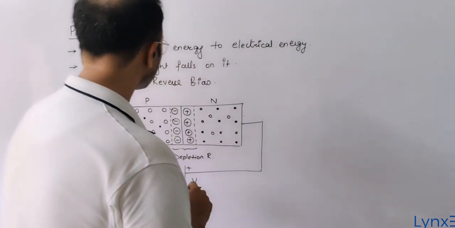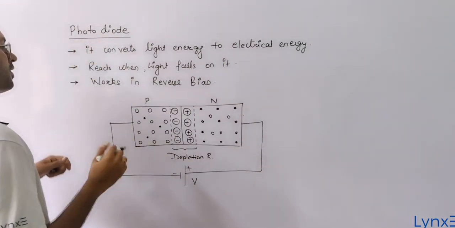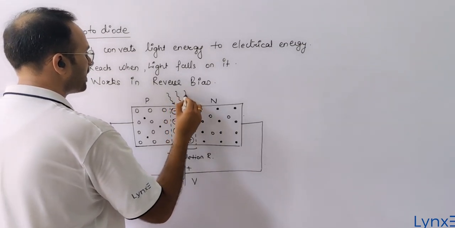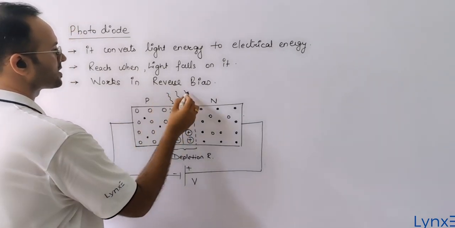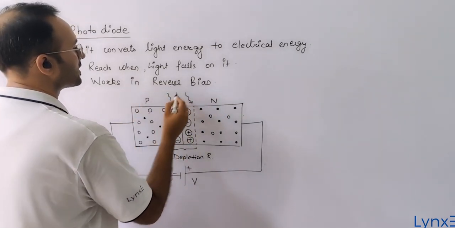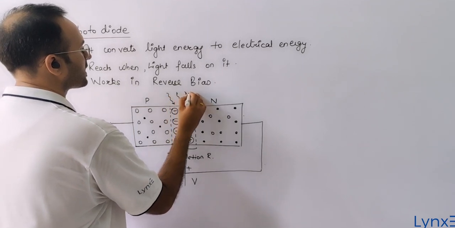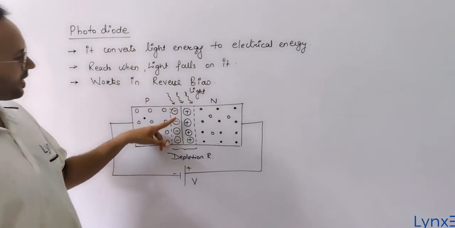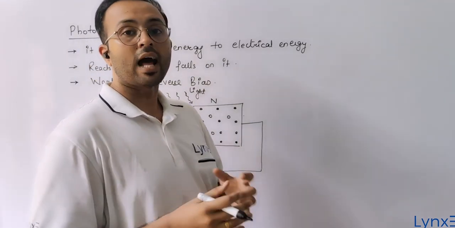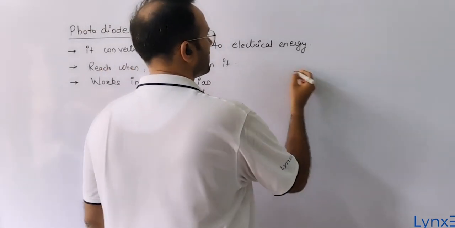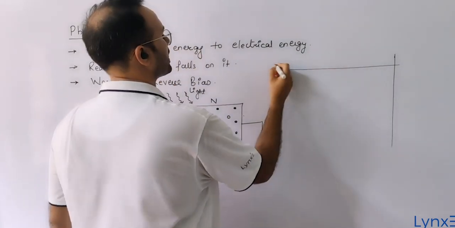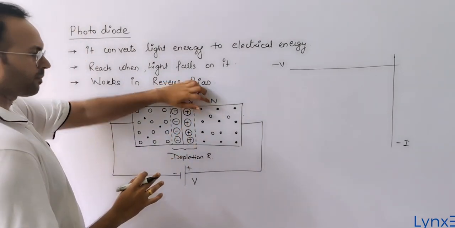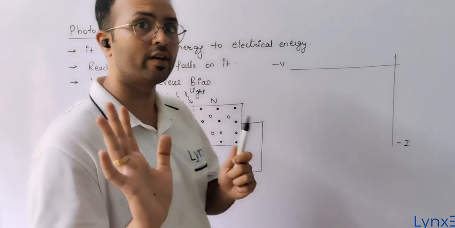Now, in a photodiode, we will be giving light in the depletion region. This is the energy, that is, the photon I am giving; let's write it simply as light. When I give light in the depletion region, what will happen? Before that, as I am applying a reverse voltage, if light is not applied, that means the intensity is zero.